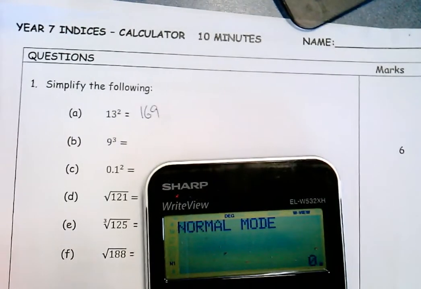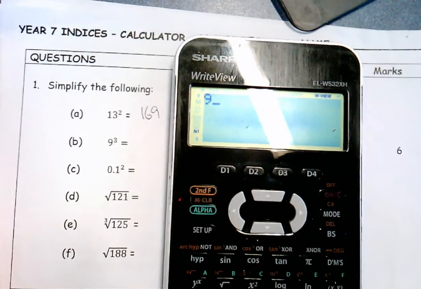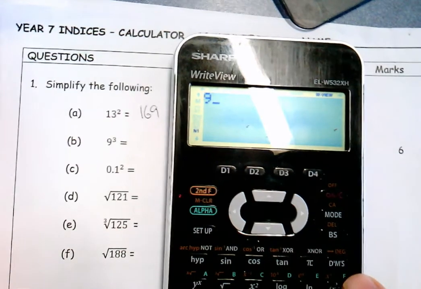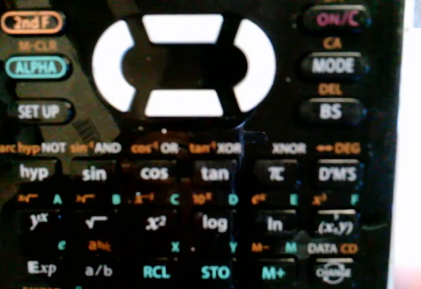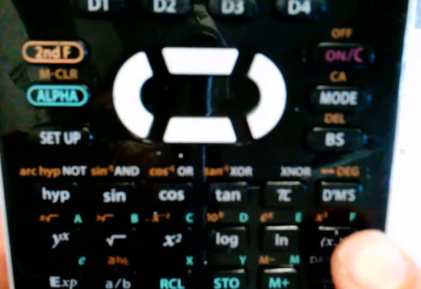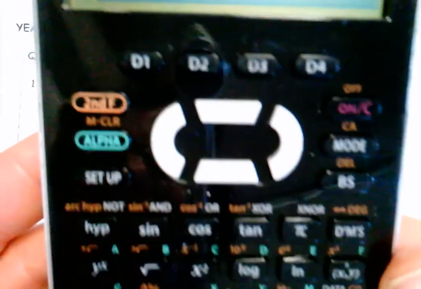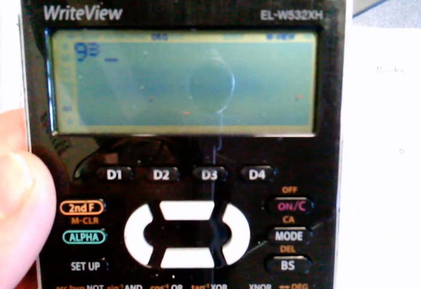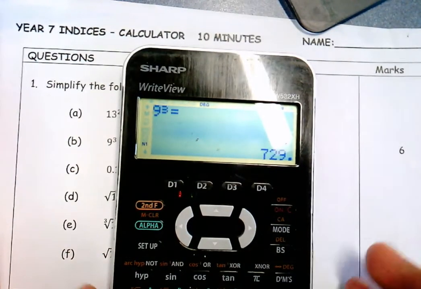Now for 9 cubed, you just press the number 9. And now I'm looking for the cubed button. I think it's here. It's a bit hard to see, but actually you can see it there. This is x cubed in orange just there. So to get that orange button, I need to press second function to give me 9 cubed. And you can see you've got 9 cubed there. Okay, so I've got 9 cubed, and that equals 729.